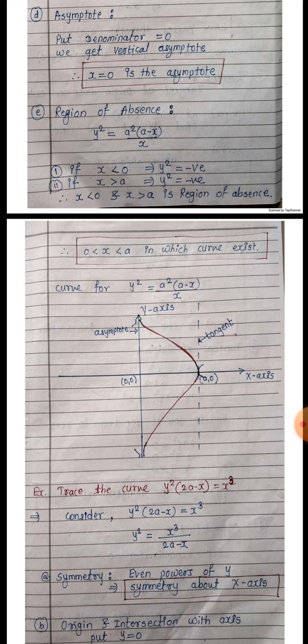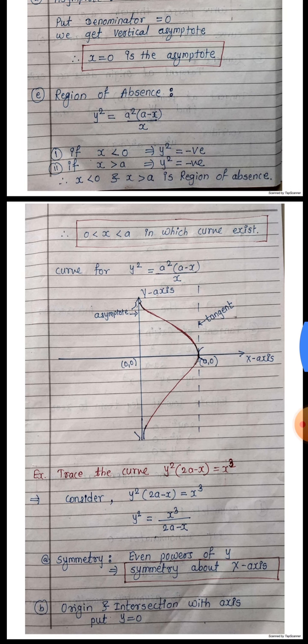Next, find the region of absence. For finding the region of absence, we consider y square is equal to a square in bracket a minus x upon x. Now find the values of x at which y square is negative. If we consider the denominator term x negative, then we get a square in bracket a minus x. Here x is negative, therefore a minus x is positive upon the negative. That is, y square is negative if x is less than 0.